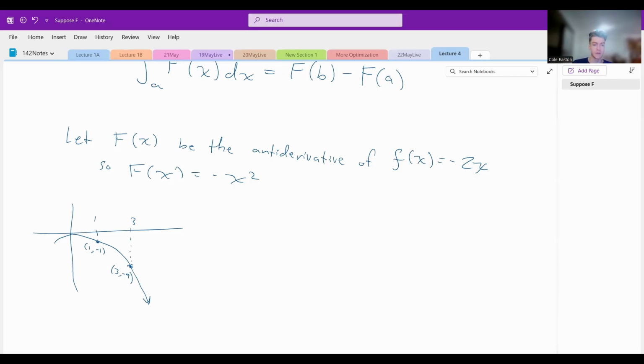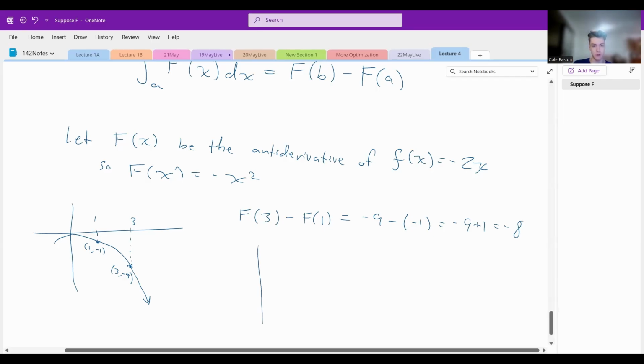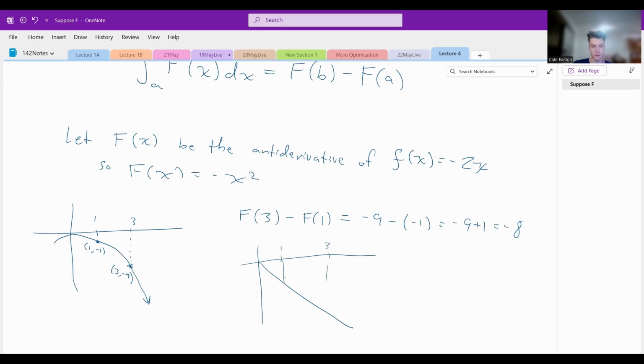So how much does this function change between 1 and 3? Well, it goes down by 8, right? And formally, we could write that as big F of 3 minus big F of 1, right? And so that's going to be -9 minus -1. And so that's -9 plus 1, which is -8. And so based on what we're saying above, that means that we should be interpreting the area under our derivative function as -8. Well, let's take a look at the graph of our derivative function. Well, that's -2x. And we're looking at this area between 1 and 3. And so that's this area here.